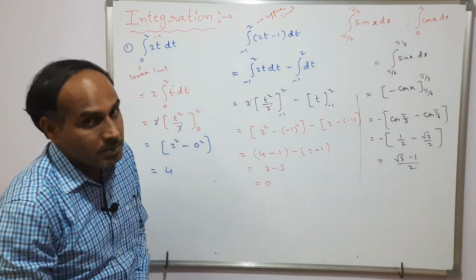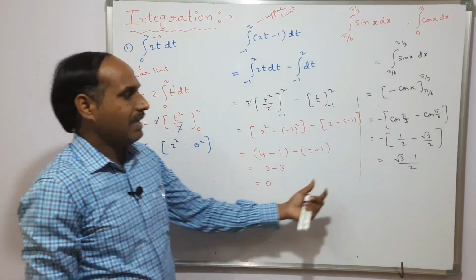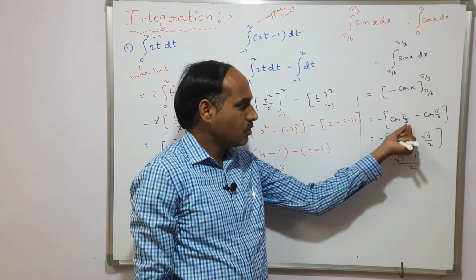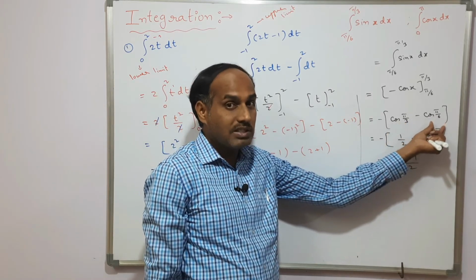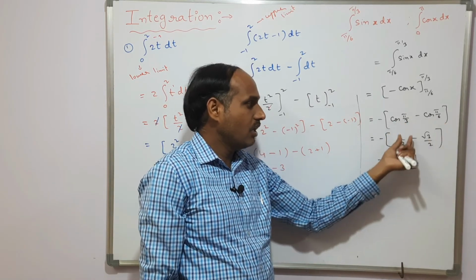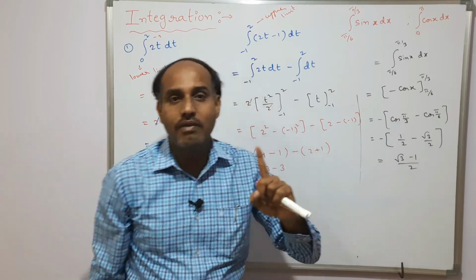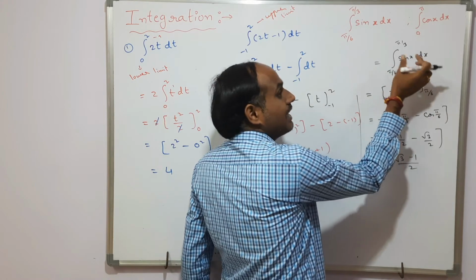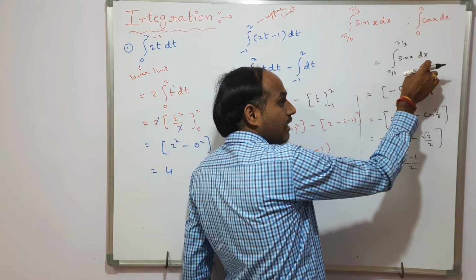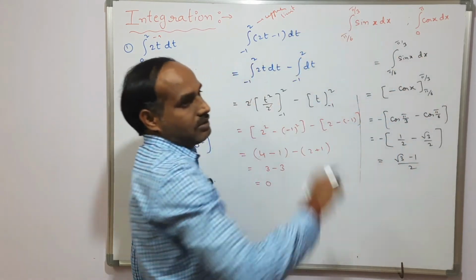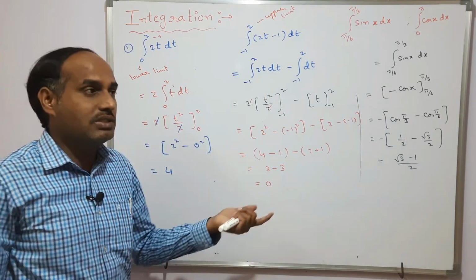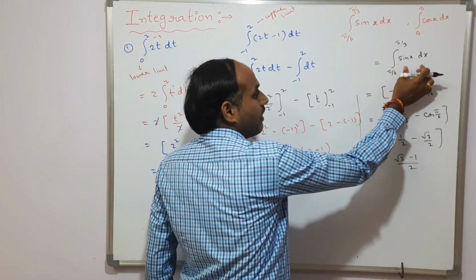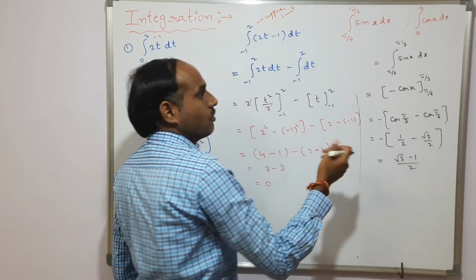If you change those limits to 0 to pi by 2, again these values change. Why? Because when you substitute, it's cos 90, which is 0, and cos 0 is 1, so its value will become 1. Again, I am repeating the same: the given function varies according to position within the given limits. When the given limits change, the final change in the function will also change.